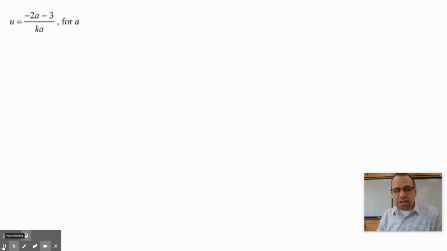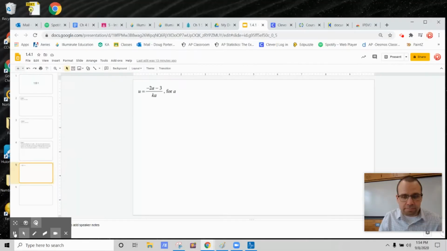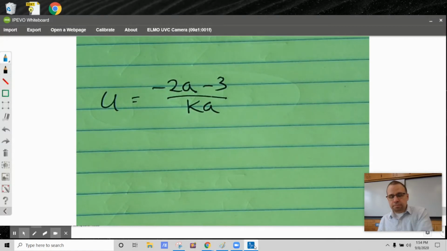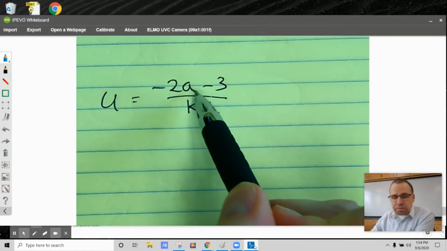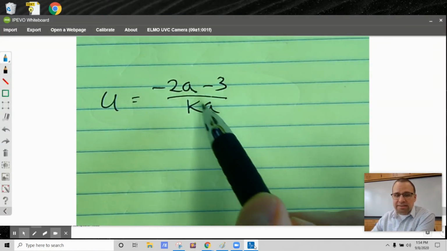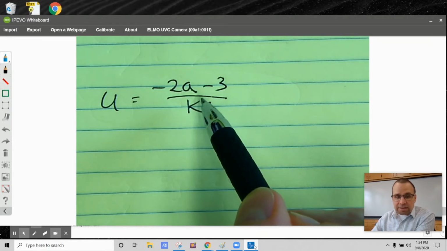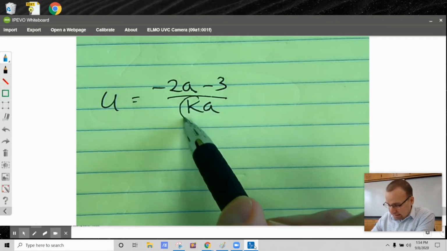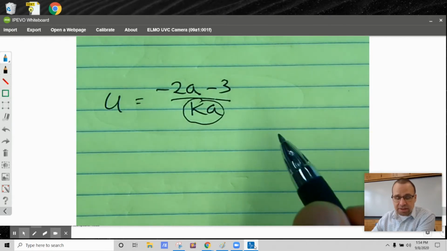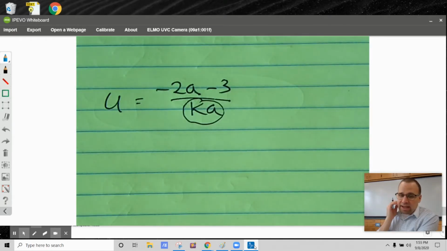Because I think you guys need a challenge, I'm going to add an additional problem that's not in your book. U equals the quantity of negative 2A minus 3 over K times A. We're going to solve for A. There's two places where A is, so I need to somehow combine these two. And so I see one of the A's is stuck down here in the denominator, so I need to get that A out of the denominator.